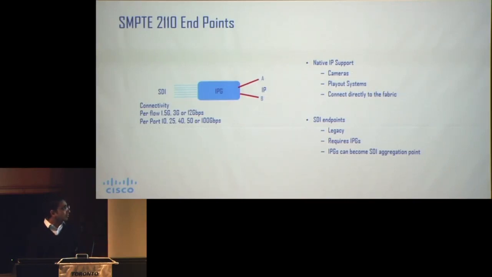These IP gateways act kind of as an aggregator of all the SDI cables. As you can see, there are six SDI cables coming into this IP gateway, and there are two Ethernet ports, A and B, which are going out and can be of any port speed. Depending on the port speeds that your IP gateway supports, you will have to select a switch which has that port capacity.